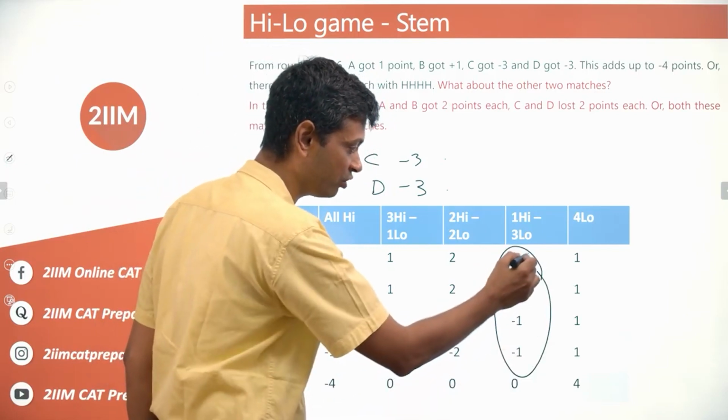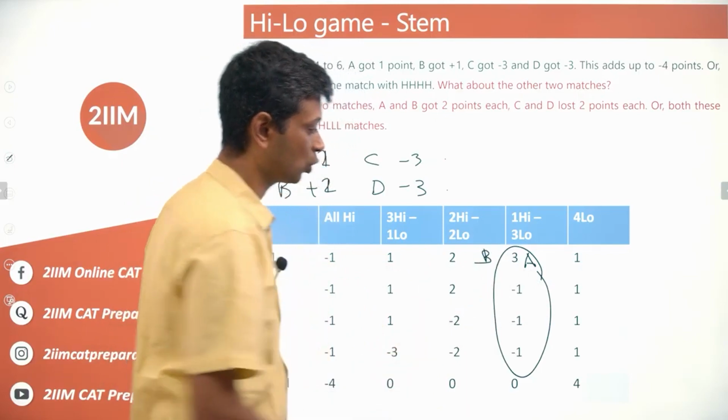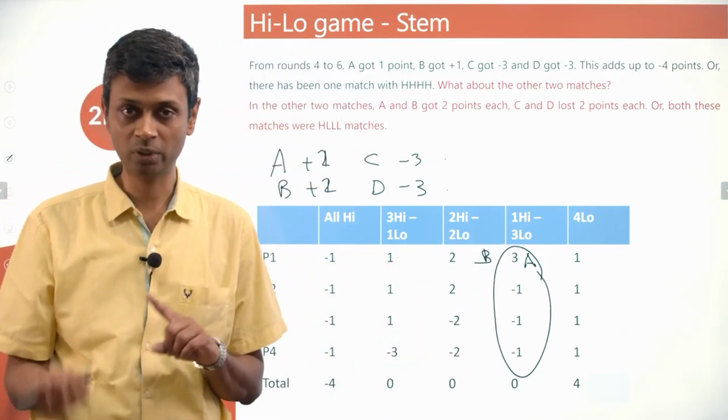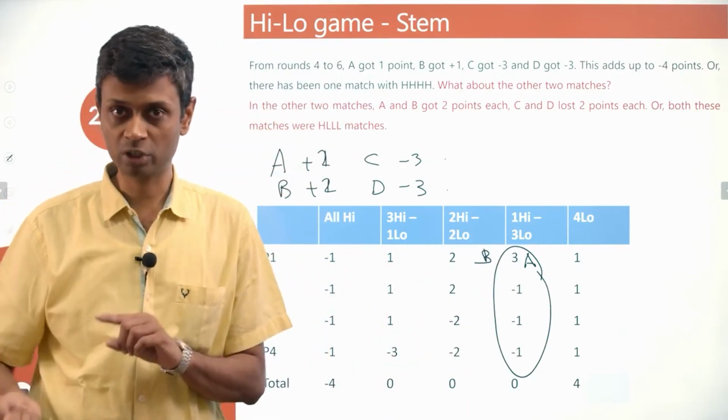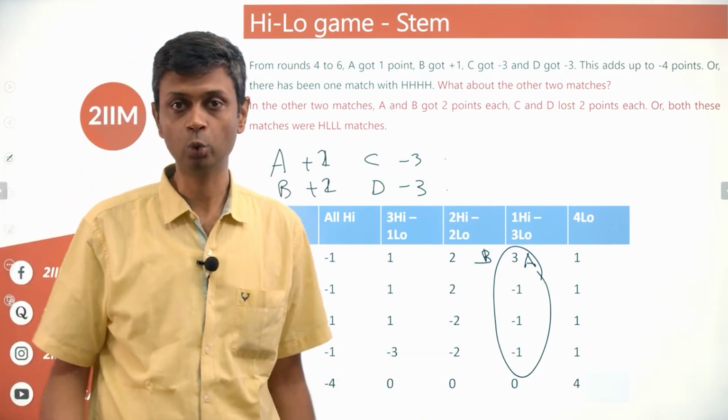So A wins in one game and B wins in one game. So A has a +3 and a -1. B has a +3 and a -1. C and D pick up -1, -1 in both rounds, adding up to their -2, -2. We are good to go.